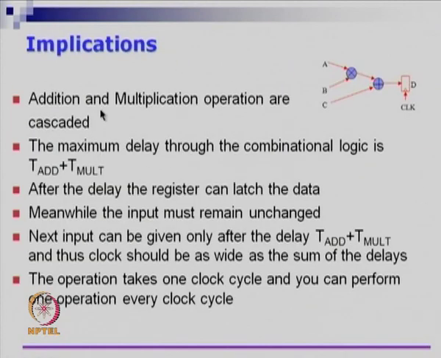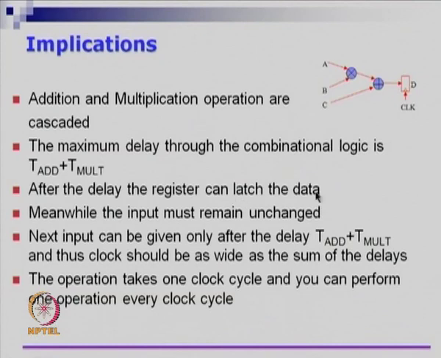So the hardware inferred is essentially this. So the implications are that addition and multiplication are cascaded, because we have one combinational blob followed by another combinational blob. So we have those two cascaded, and if I want to look at the rate at which I can give these inputs, this is from global inputs to flip flop. So this is input to flip flop. The longest path in that will be through the multiplier and the adder. So the maximum delay through this combinational logic is propagation delay of addition plus propagation delay of multiplication.